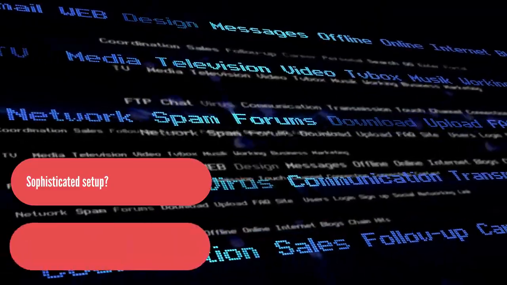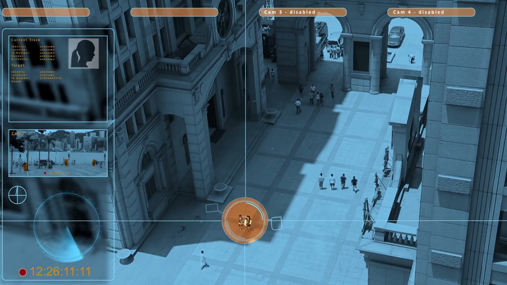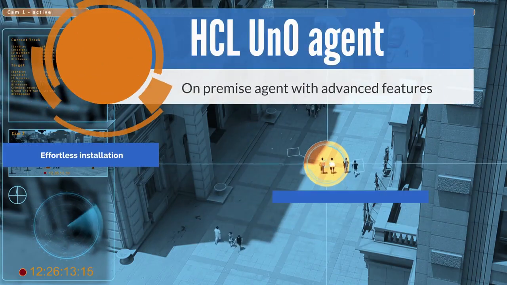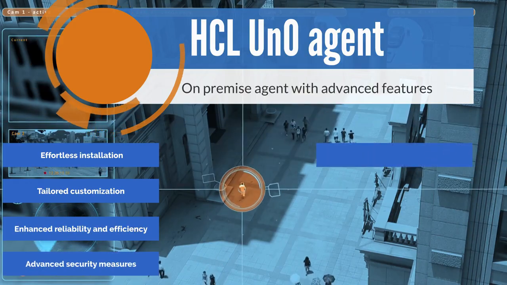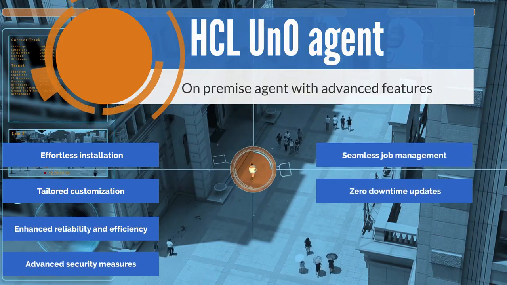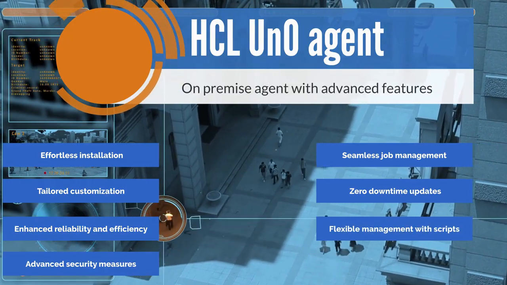Are you tired of disruptions in your automation environment and seeking a solution to enhance the reliability and efficiency? Look no further. The HCL UnO agent is here to revolutionize your operations with cutting-edge capabilities. Elevate your automation scenarios with flawless efficiency and advanced security features.